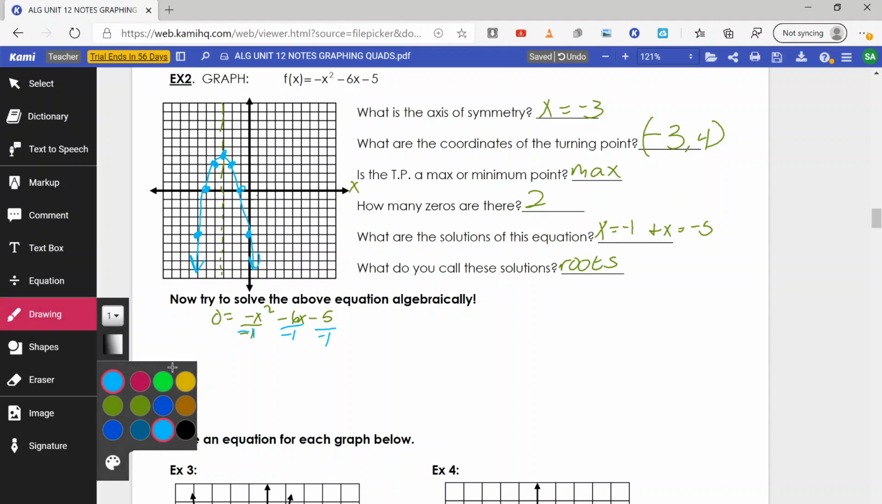So the common factor comes down off. So 0 equals -1 times, and then I just change the value of everything. So x squared plus 6x plus 5.